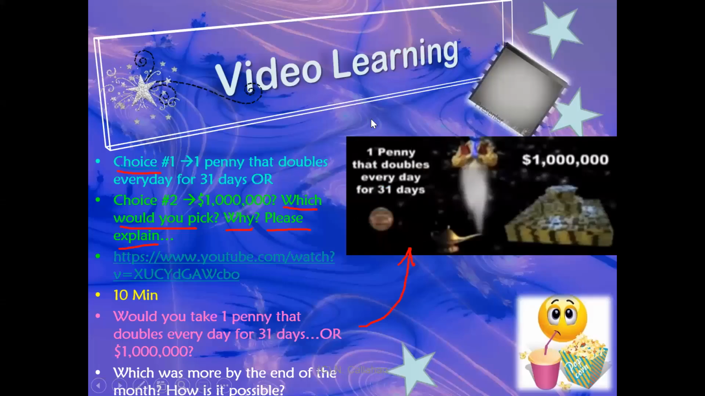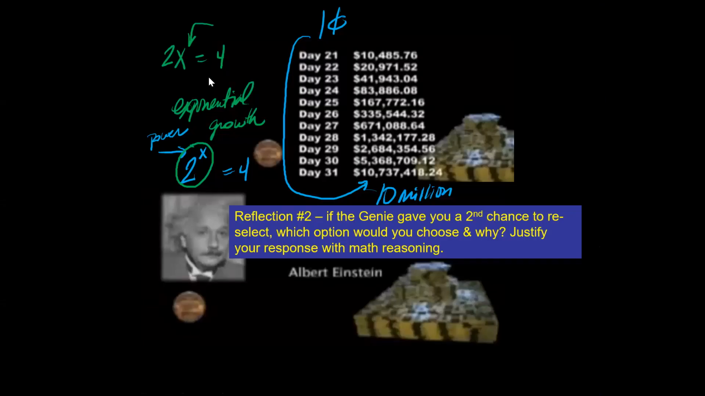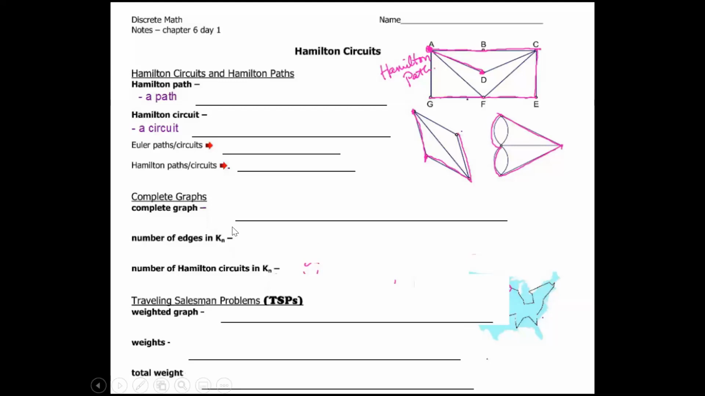All right, let's go ahead and take a look at this. A Hamilton path is basically a path that visits each vertex once and only once. So if you think about a path, the vertex is the point.